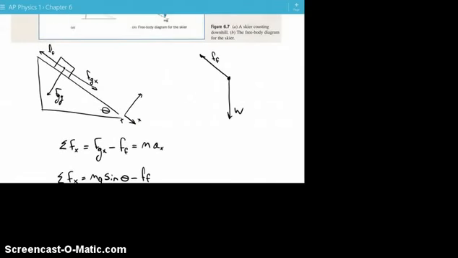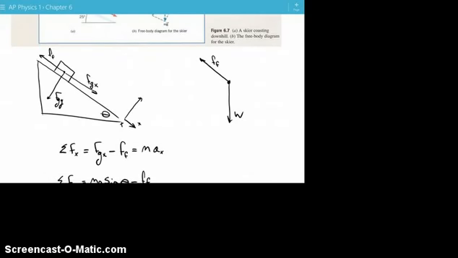If we were looking at the incline, actually we left out a force here, didn't we? We had the normal force. We should have put the normal force here. So the net force in the y is 0.